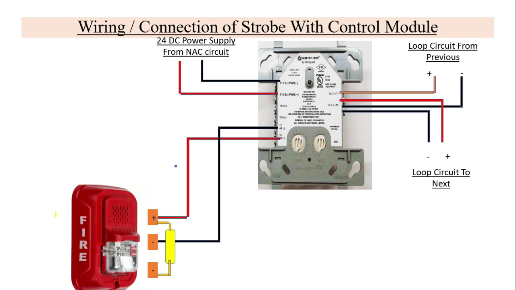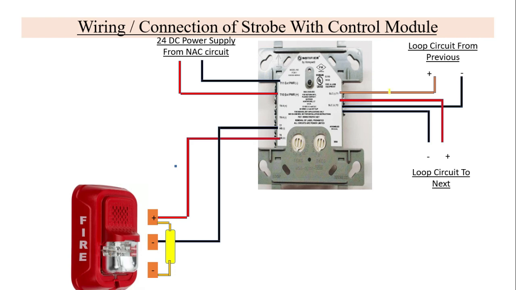As we know, if we are using this as an individual for this module in this designated area, then we have to use this EOL to terminate this Hooter, so it will not give an alarm like an open circuit. So in this way we can do the wiring for a strobe with the integration of this control module.